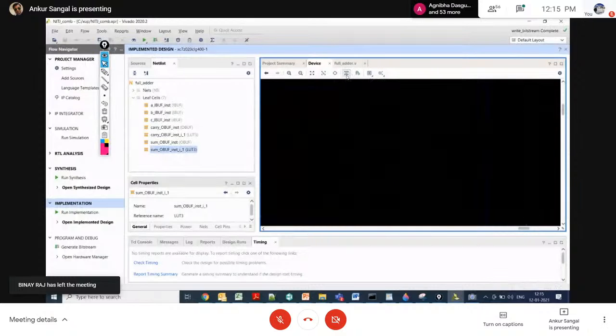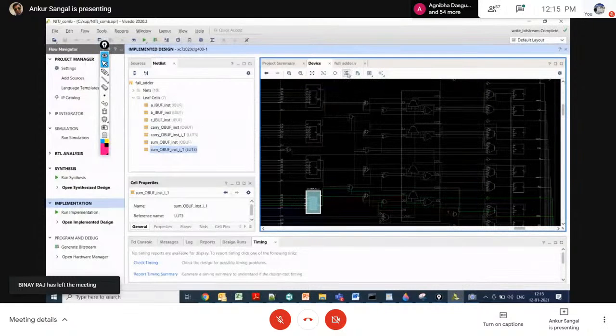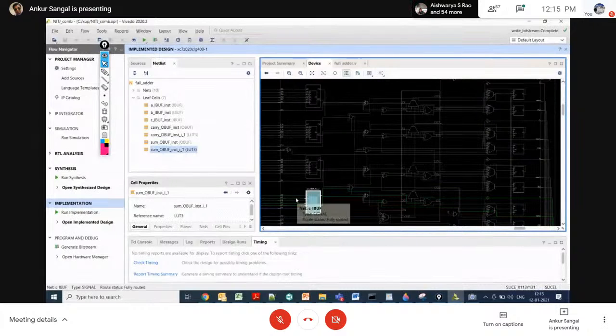Okay. If you want to see your connections, you need to click here. So you can see these yellow wires, this part is selected by the tool for these connections with the buffers A, B, C and some carry. Okay, so you can easily visualize.